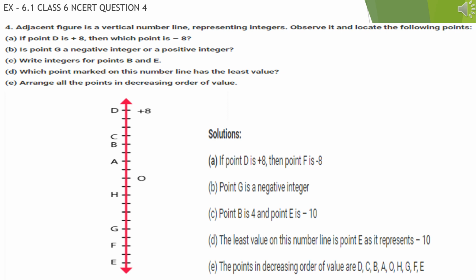D part. Which point marked on this number line has the least value? In the number line, we have the last number, that is E, so it represents the least value. So the least value on this number line is point E, as it represents minus 10. E part. Arrange all the points in descending order of value. The points in descending order of value are D, C, B, A, O, H, G, F and E. Always keep in mind we have to start counting from O only.